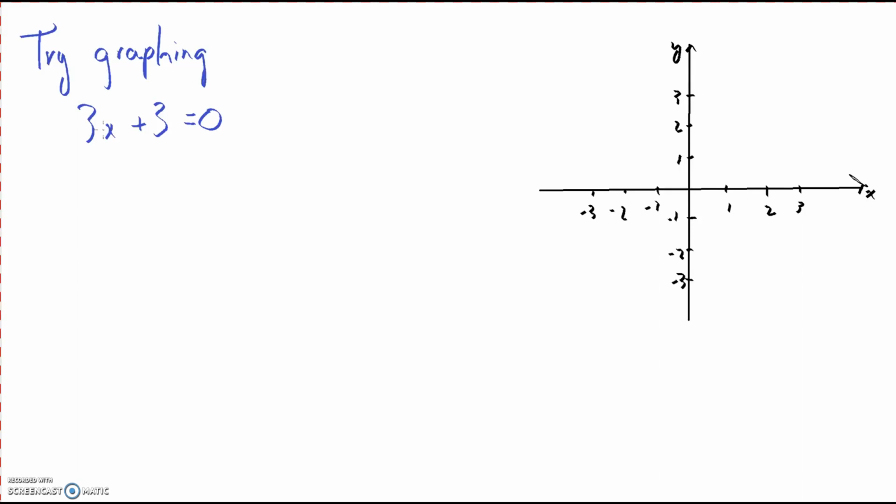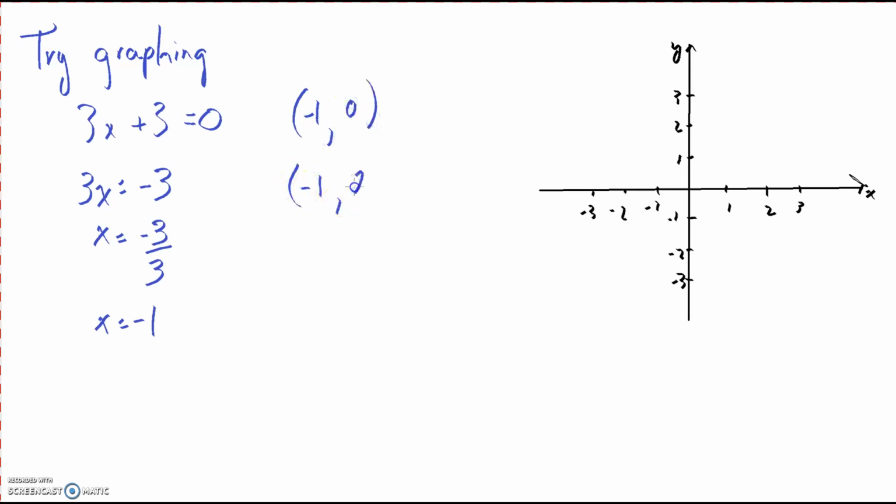Okay, so back to it now. If we solve this equation for x, we get that 3x equals minus 3. x equals negative 3 over 3. x equals negative 1. So, for example, some points: (negative 1, 0), (negative 1, 2), (negative 1, negative 3). As long as our x is negative 1 and our y is anything.